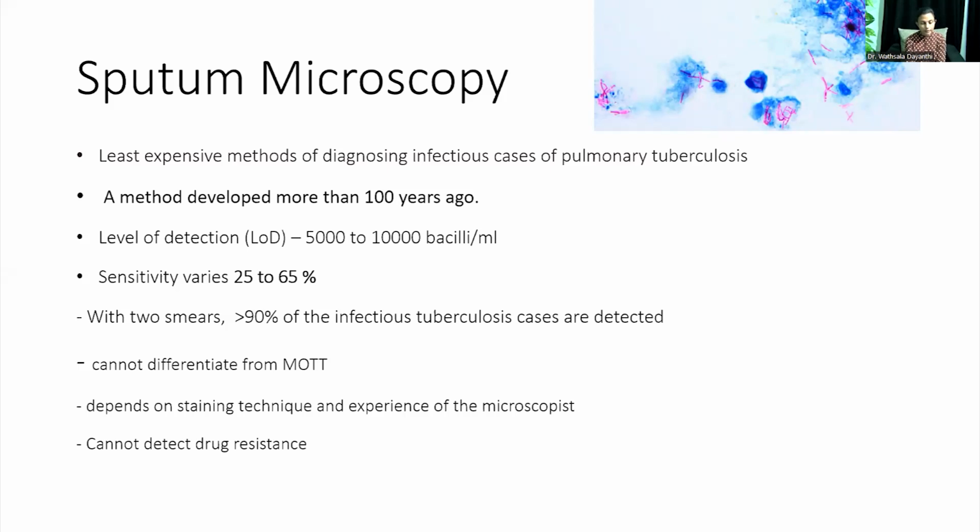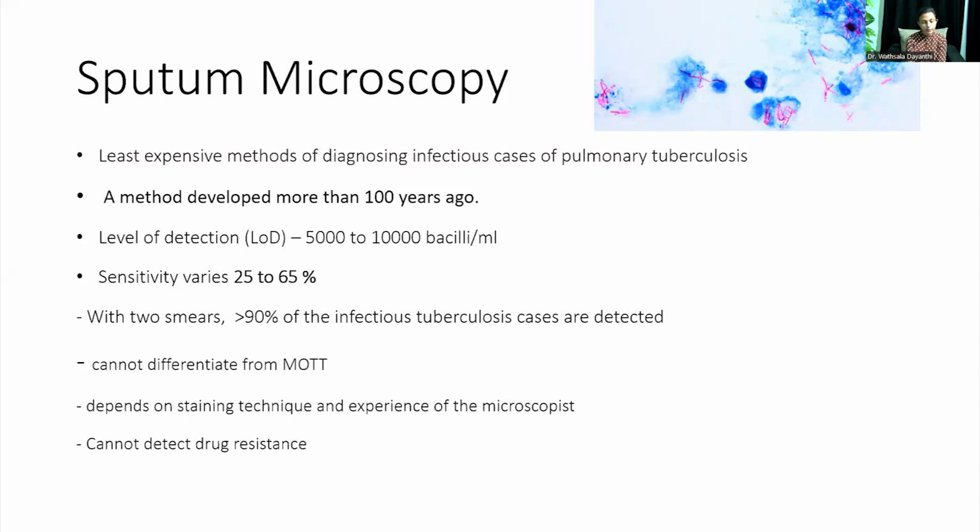That's why we ask to collect 3 consecutive sputum samples. A spot sputum sample on day 1, and we give a container to the patient to bring on the second day: an early morning sample plus a second-day spot sample. So there will be 3 samples, for the convenience of patients. With 3 samples, we can increase the sensitivity to more than 90%. The disadvantages are that we can't differentiate MOTT, mycobacteria other than tuberculosis, because they also stain with acid-fast stain, and the results depend on the staining technique and the experience of the microscopist.